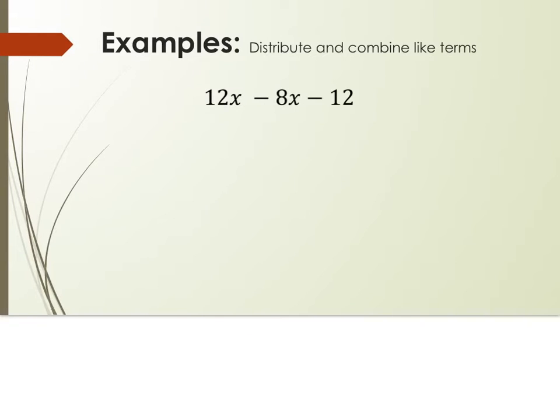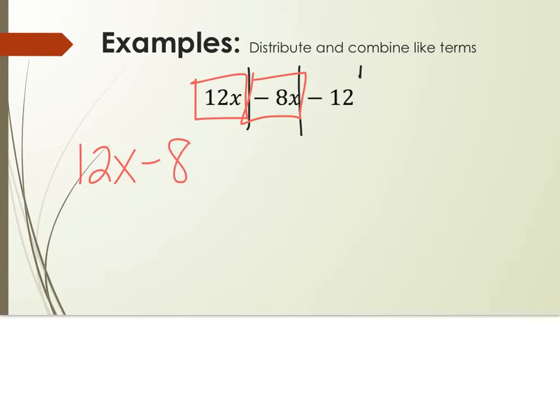We have 3 different terms here, a 12x, a negative 8x, and a negative 12. We can combine the 12x and the negative 8x because they both have x's. The negative 12, however, will just be by itself.